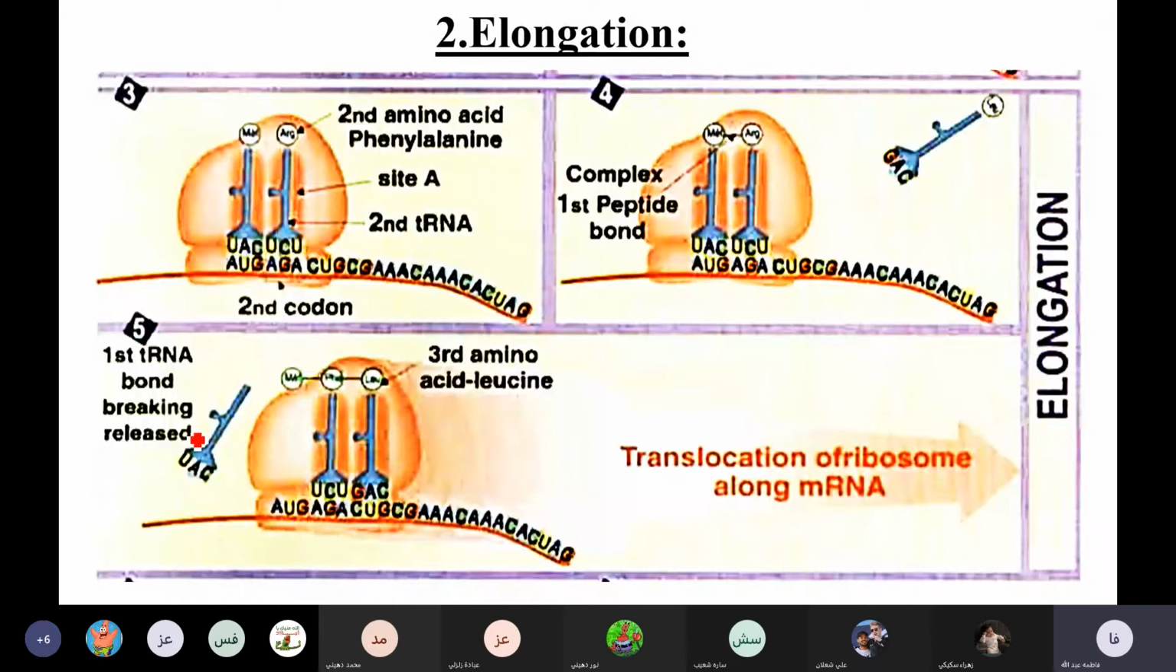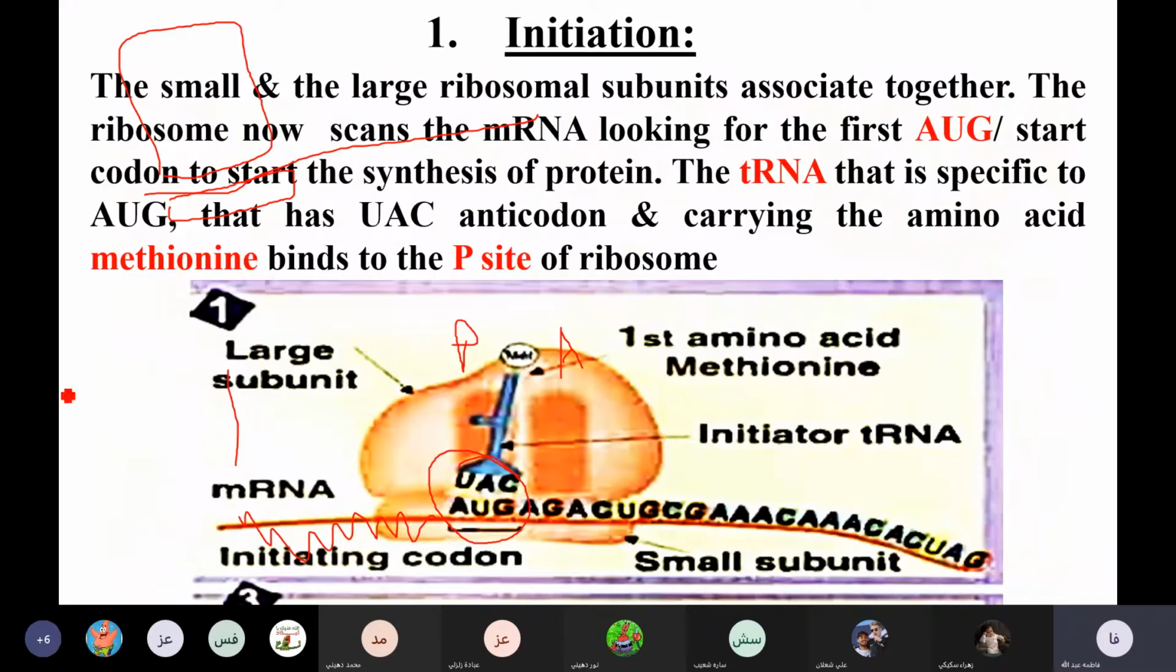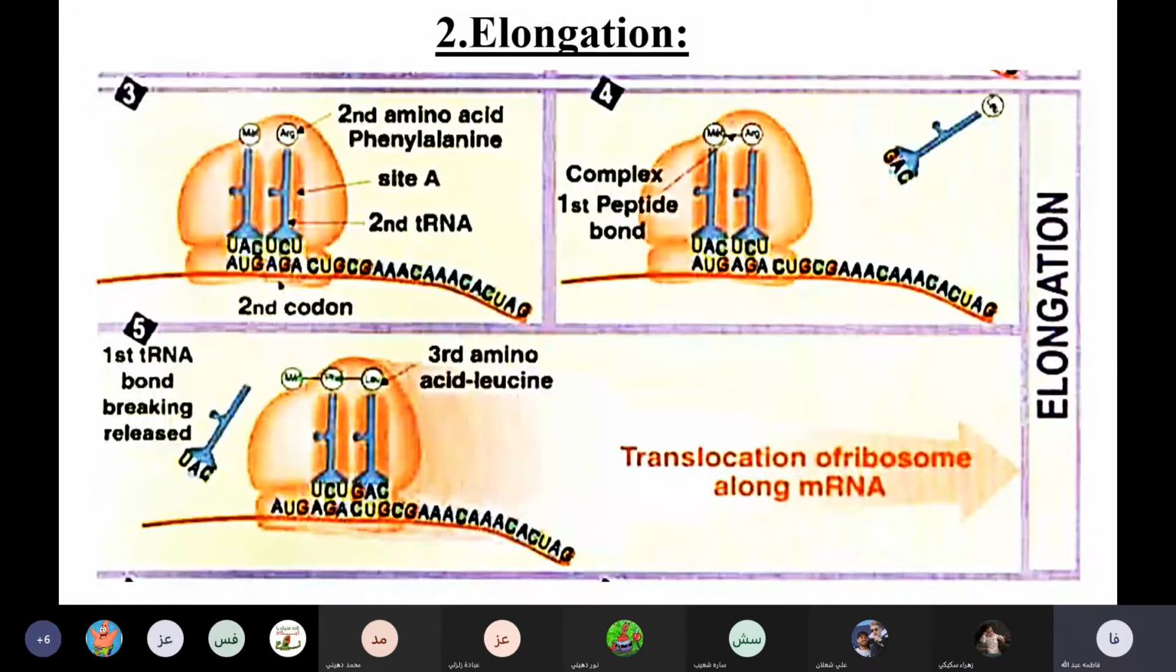Okay, let's continue with elongation. Maybe it will get much clearer. With elongation the picture becomes clearer. I have reached the initiation up to here. The A site is empty. Okay, now I have another transfer RNA. Another translator specific for AGA will come, carrying another amino acid, ARG, on its top, and bind in the A site of the ribosome.